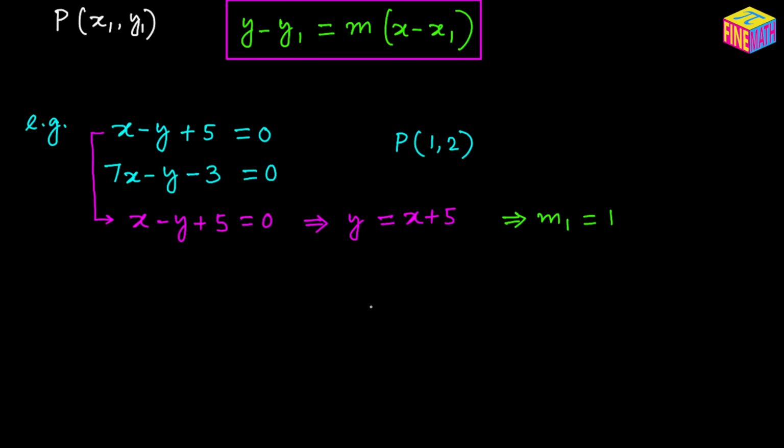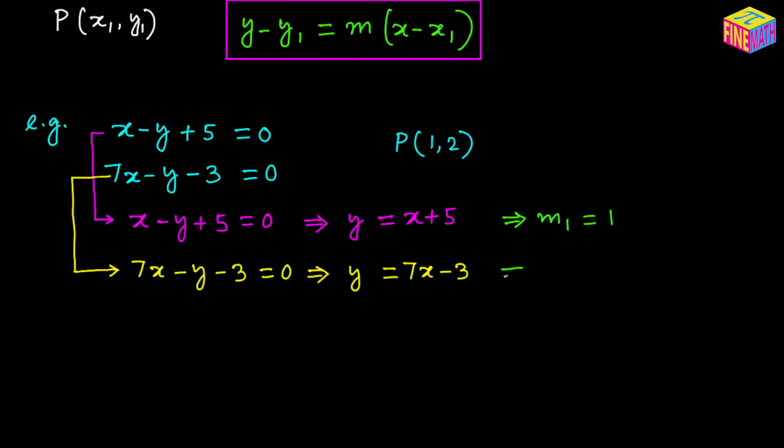Alright, similarly let's find the slope of the second given line. We have 7 times x minus y minus 3 equals 0, and from here we can say that y equals 7 times x minus 3, and you can clearly see that the coefficient of x is positive 7. So the slope of this straight line, let's call it m sub 2, is equal to positive 7. So we have found the values of m sub 1 and m sub 2.